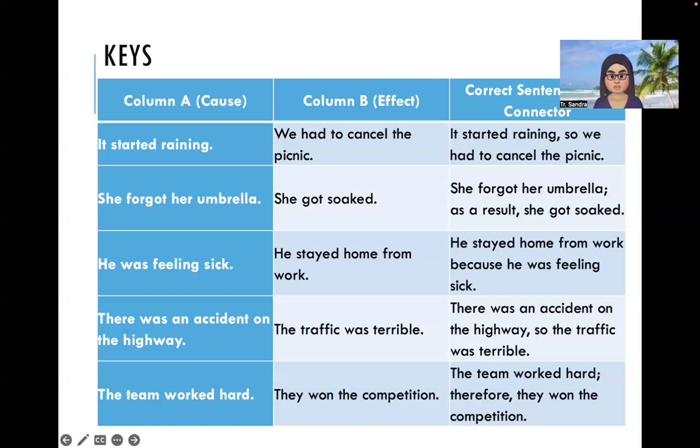So here, the team worked hard, they won the competition. We usually talk about competitions and organizations. At that time, we tend to use more formal language. So that's why we prefer to use "therefore." If you would like to use "as a result," it's okay. A little bit different because "as a result" has a neutral tone and is slightly formal. "Therefore" is more formal and usually used in academic writing.